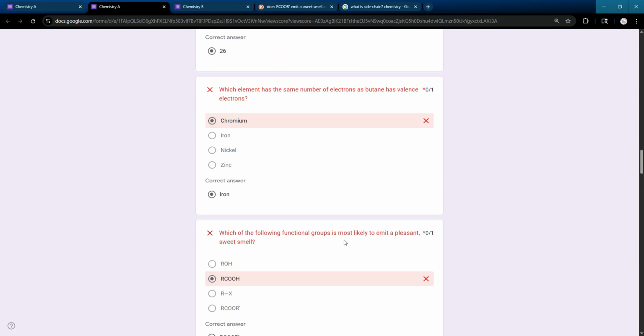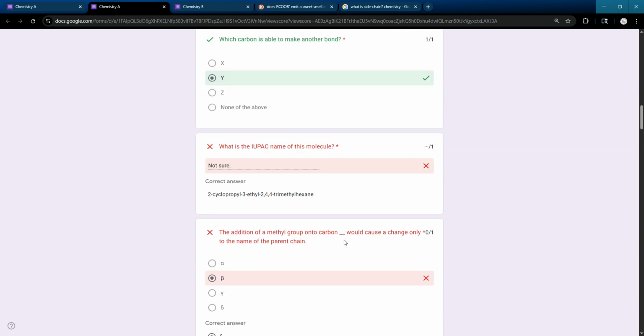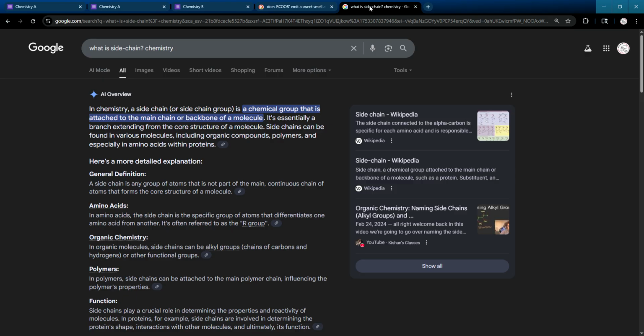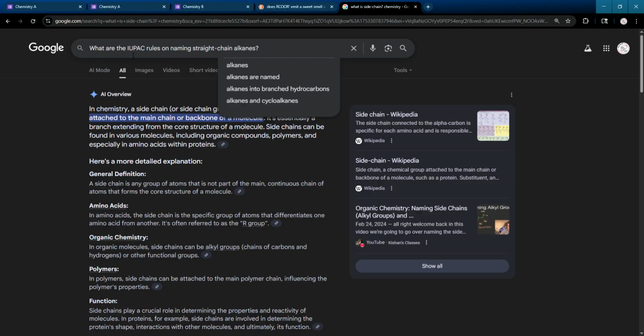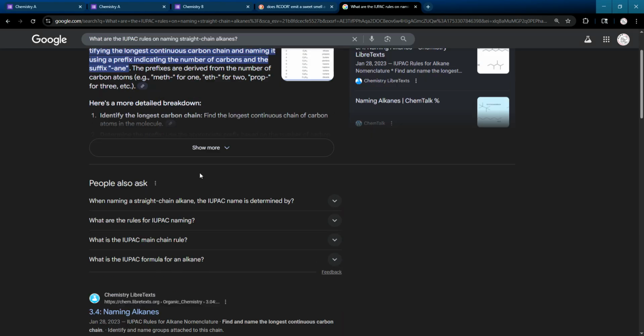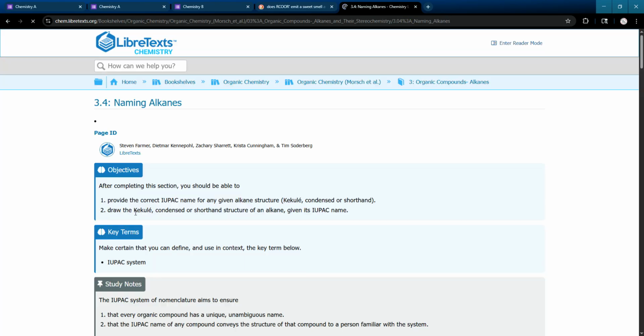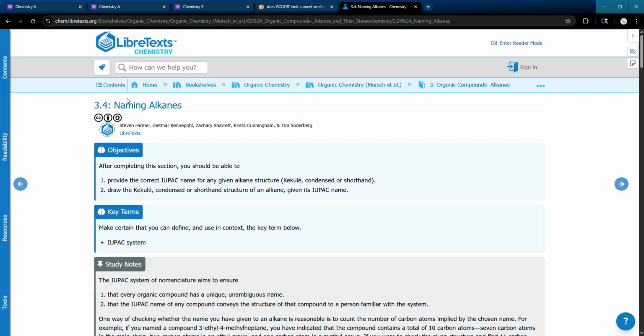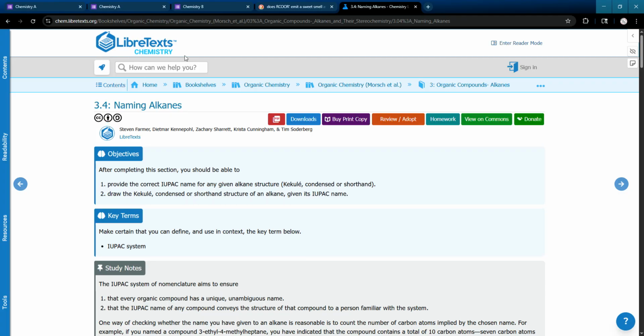Let's do more study on Google. I have some prompts I wanted to ask. We can say, what are the IUPAC rules of naming the side chain? So I feel like we just learned about this one. Come back to the same chemistry website.